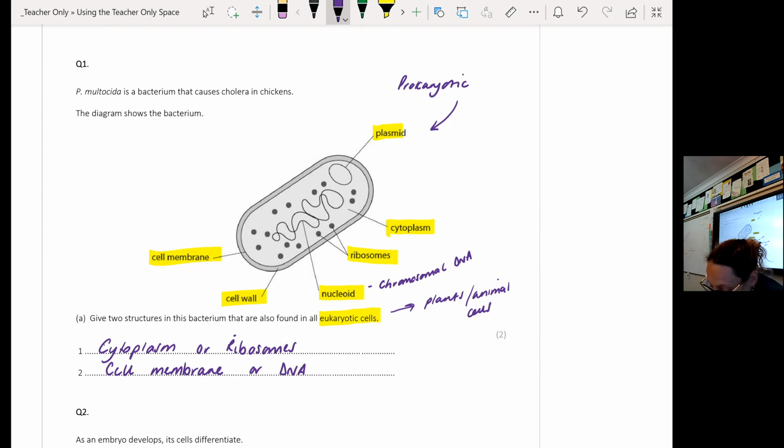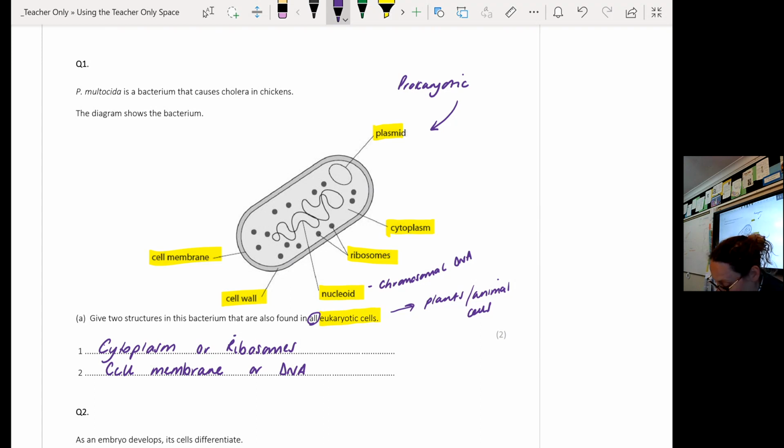Some of you just wrote down additional organelles that are in eukaryotic cells but aren't also in this cell. So, for example, some of you were saying mitochondria, some of you were saying cell wall. Now, I can't give you cell wall because animal cells are also eukaryotic cells, and animal cells do not have a cell wall. Only plant cells have a cell wall. So I can't give you the mark for cell wall because the question is very sneaky sometimes.